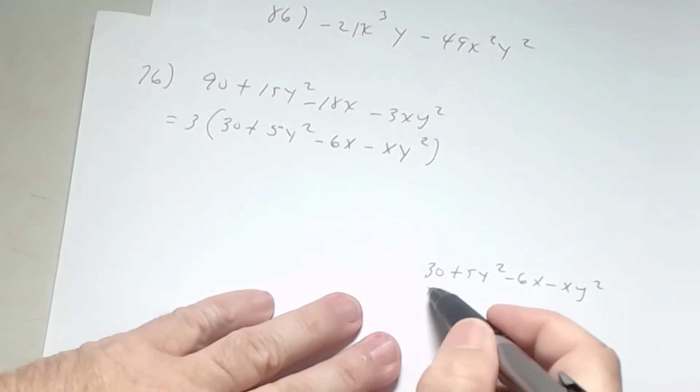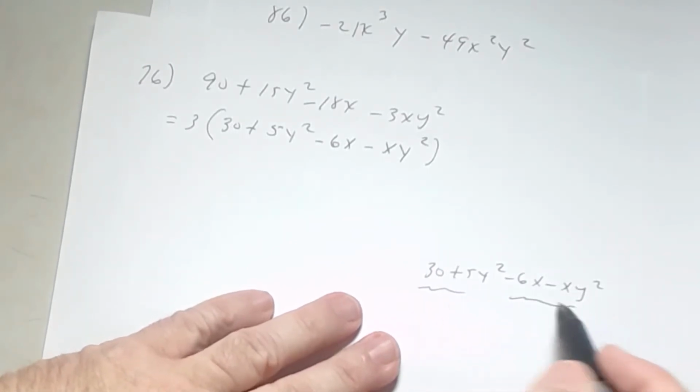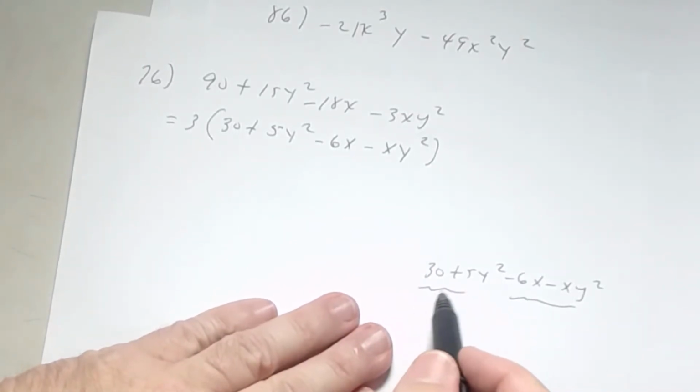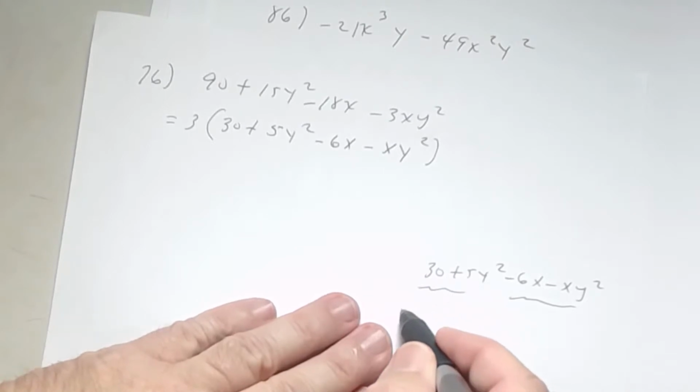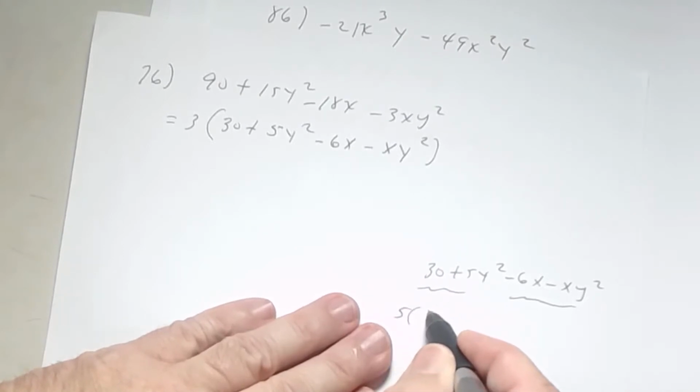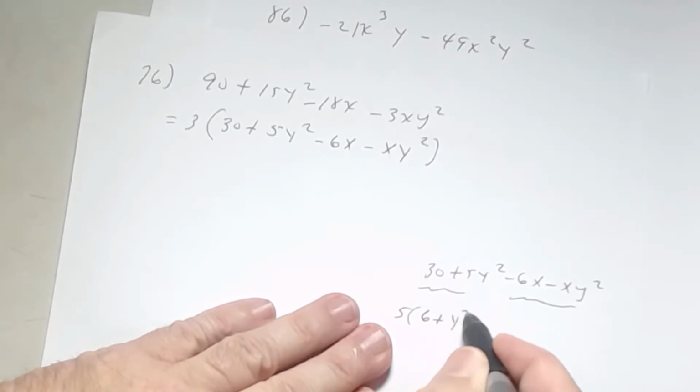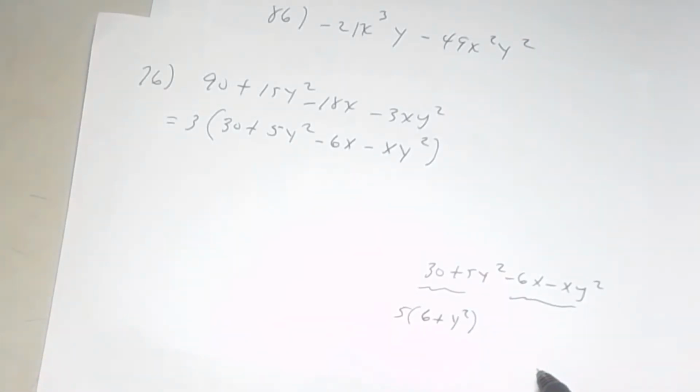Okay, so I'm going to do factor by grouping. Group first two, last two. From the first group, what is the GCF? 5. 5 times what? 6 plus y squared. From the other group, what can you take out?